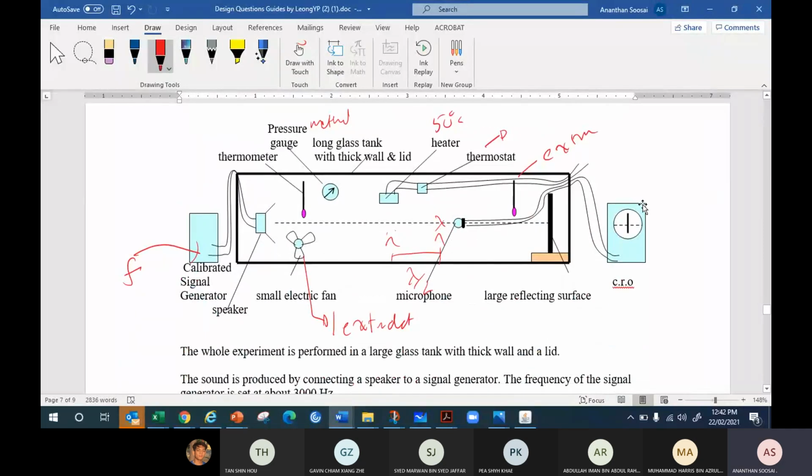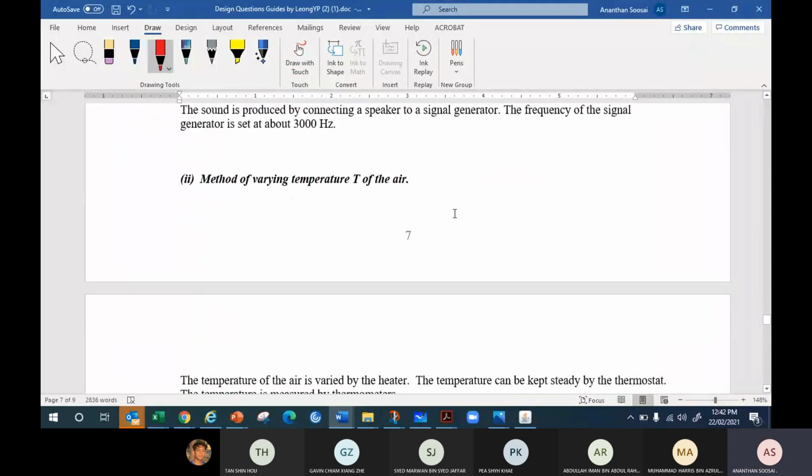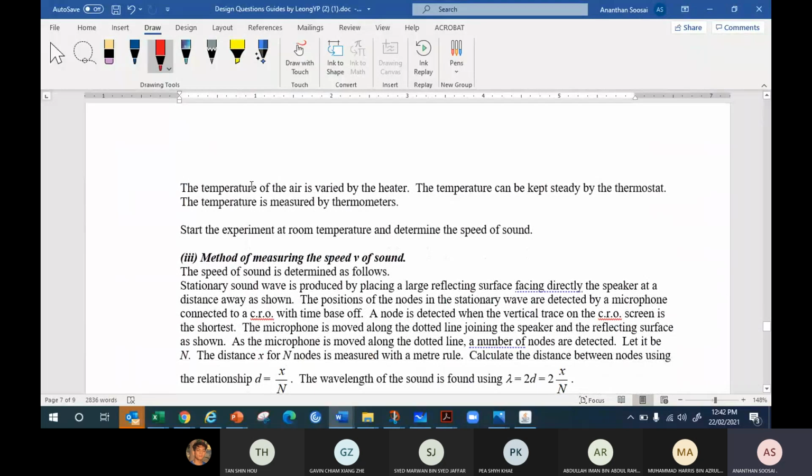So, a workable arrangement, then write the method. In the method, you focus on how you measure the temperature and how you measure the speed. The temperature of the air is varied by a heater. The temperature can be kept steady by using a thermostat. The temperature is measured with a thermometer. When you say the temperature is measured with a thermometer, you get 1 mark. The temperature of the air is varied by using a heater and a thermostat is used. These two can go for a detail mark.